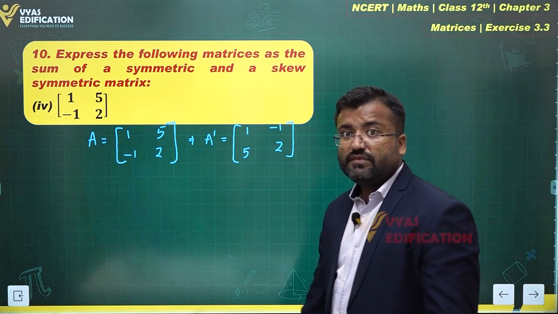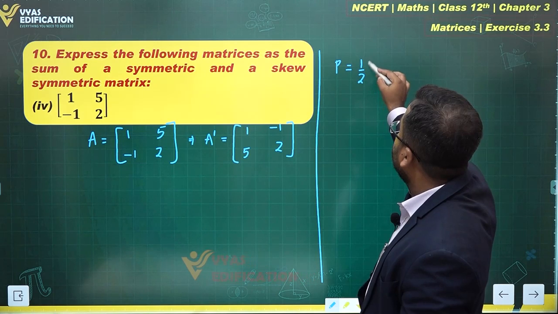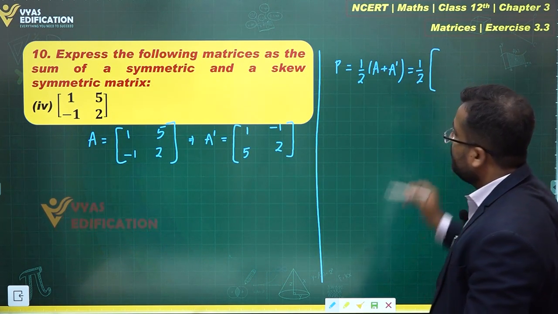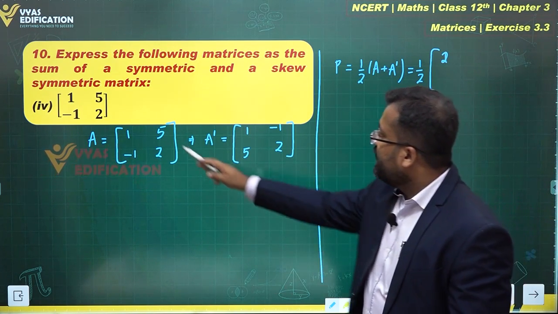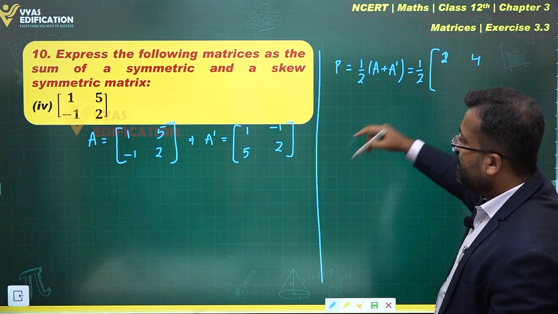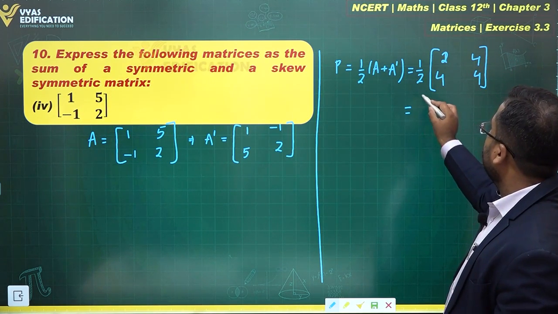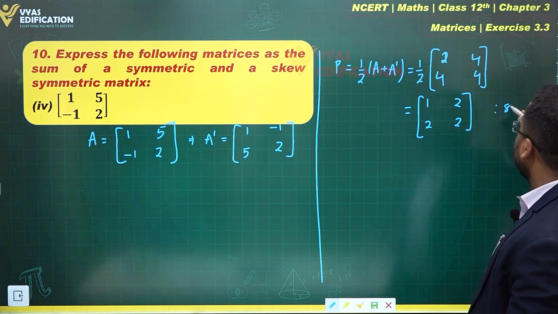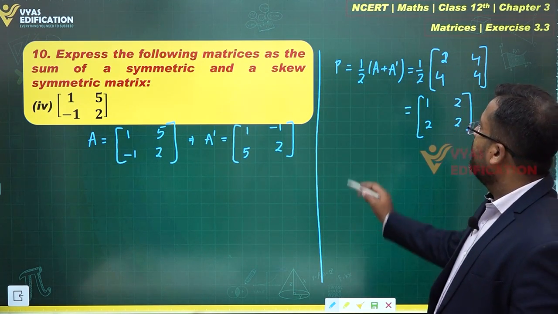Okay. Can I find the matrix P equal to half A plus A prime, which is equal to half the sum of these two matrices? What is that? 1 plus 1? 2. The second element 5 minus 1 would be 4. Minus 1 plus 5 would be 4, 2 plus 2 would be 4, and let's divide by 2. This is 1, 2, 2, 2. Is it a symmetric matrix? Yes, this is a symmetric matrix. Observe, this is a symmetric matrix.